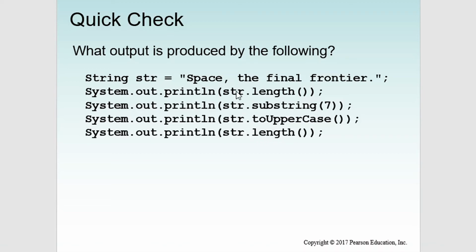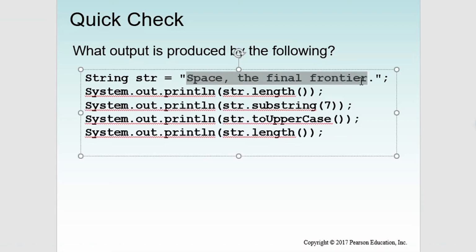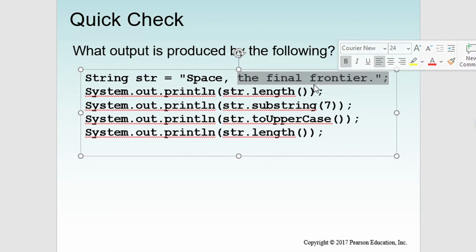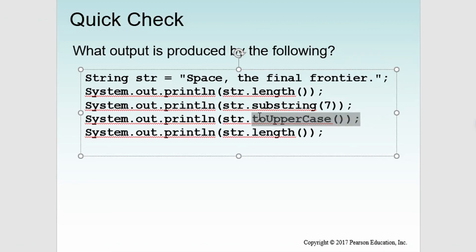So the length of the string is going to be the same for the top one and for the bottom one, right? A string is immutable, so the length will not change. So the number of characters that are in here is going to be the same for this first line and this second line. And then the substring at 7, that just means they're going to start at the index of 7. So that means they're going to start at the 8th spot. So if you count the characters, the T is at the 8th spot, which is at index 7. So that line is going to generate a substring of "the final frontier", and then you're taking it to uppercase. So it's just simply going to make this in all uppercase.